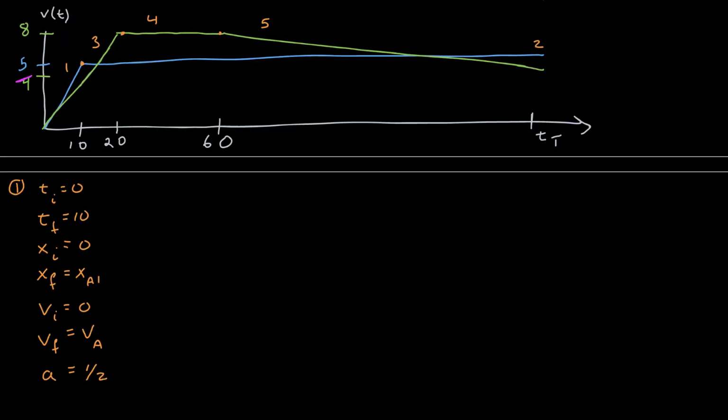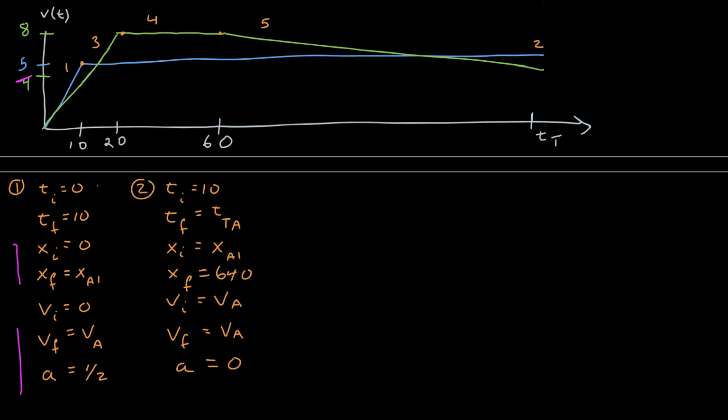Here's region 1 for car A. I can say its initial time is 0, its final time is 10 seconds. I know the initial position. I don't know its final position. I've identified that as x sub a1. Initial velocity: I'm assuming I'm starting from scratch. I don't know the final velocity yet, but then an acceleration of 1/2.